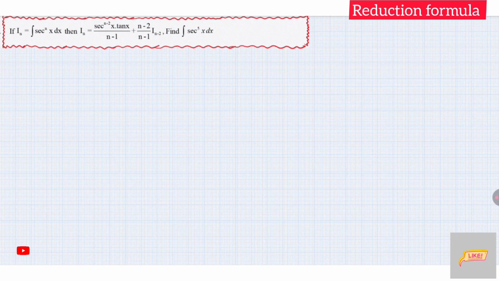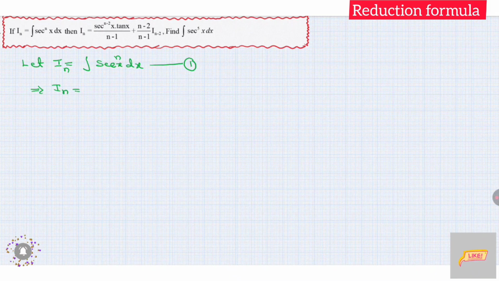Okay, now let's start the proof. Okay, first let I_n equals integration secant x power n dx. Let this be equation number 1.